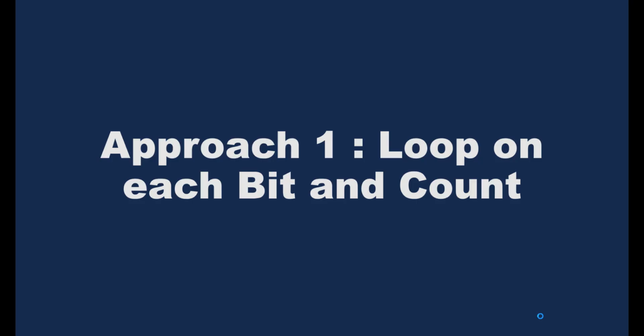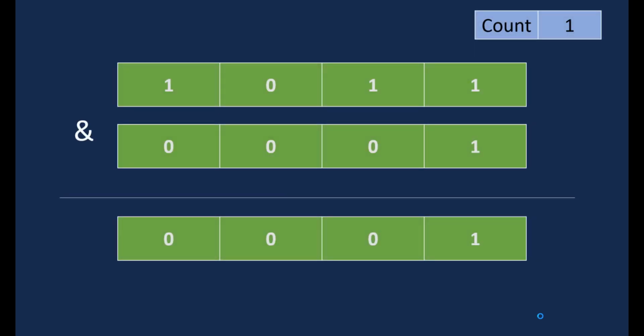The first approach is looping on each bit and counting if it is a set bit. So let's take this example, where n is equal to 11, that is 1011. I'm just taking 4 bits for now, but in the actual scenario it would be a 32-bit integer, so we will have zeros on the left.